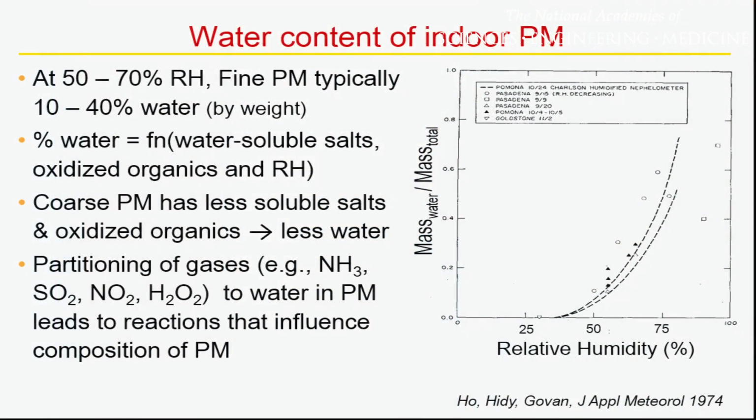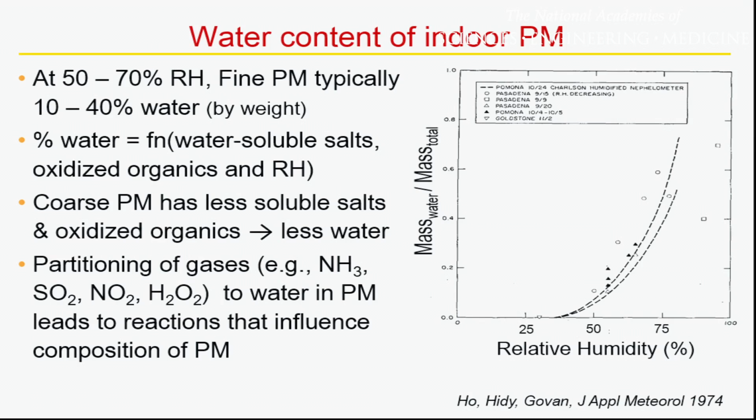So back to water. The plot on the right shows the mass fraction of water increasing in outdoor PM as the relative humidity increases. Similar plots apply for indoor PM. So you see that below 25%, the water content is quite low. But between 50 and 70% relative humidity, the fine PM can be 10 to 40% water by weight. The water content depends on the chemical composition. It depends on the water-soluble salts. It depends on the oxidized organics. And of course, it depends on the relative humidity.